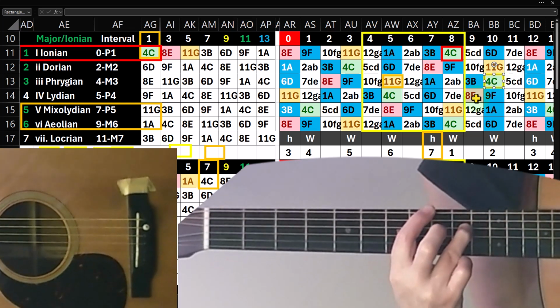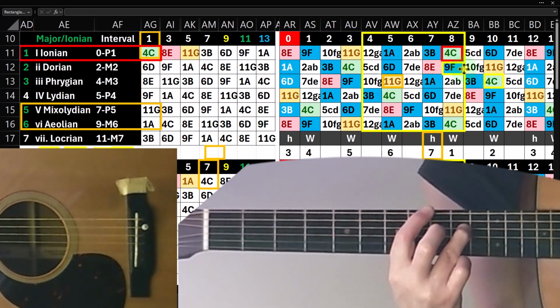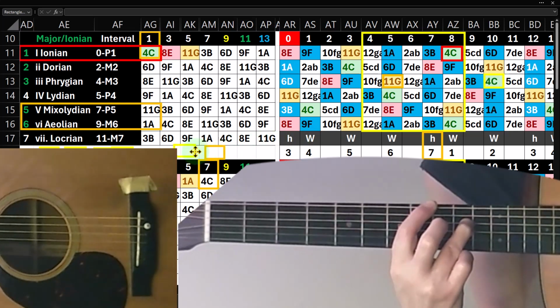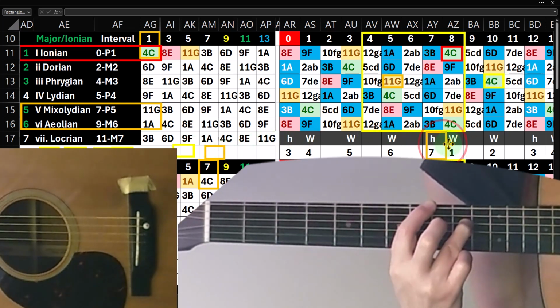How can I prove that? Because I can count it up. It would be 5, 10, 11, 12. 12 notes away. All right, so now I'm going to keep on going from the 1 to the 2, and we'll go around the horn now.